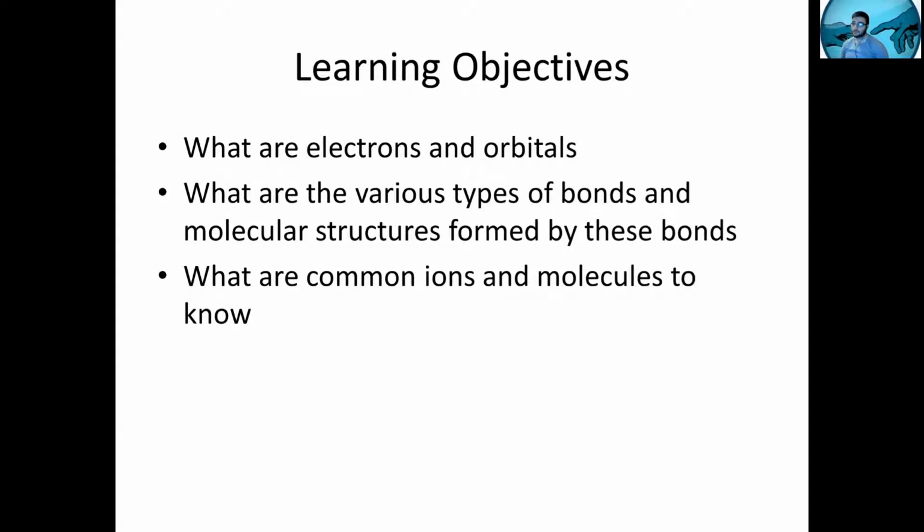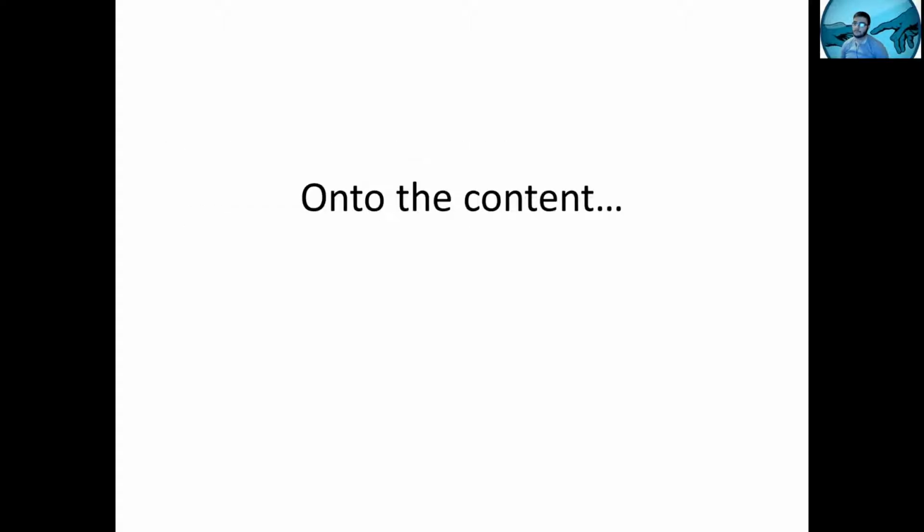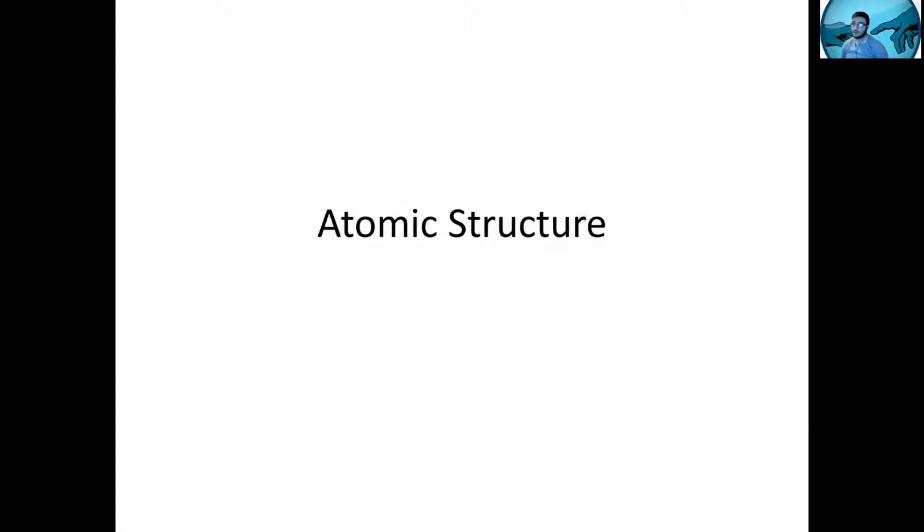Okay, so the learning objectives today are: what are electrons and orbitals? What are the various types of bonds and molecular structures formed by these bonds? And what are some common ions and molecules to know? So you can see these are very, very broad, very, very basic questions. Many of you probably have learned about these in some way, shape, or form 1,000 times already in your high school and college career, but we'll get started with them again, okay?